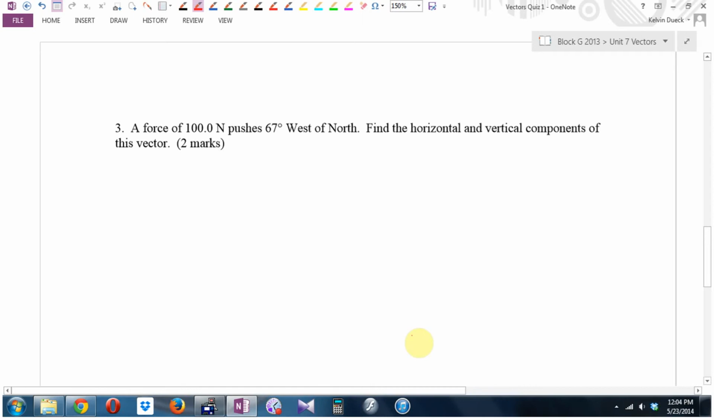A force of 100 newtons pushes 67 degrees west of north. Find the horizontal and vertical components of this vector. Okay. Let's see. I've turned the page, so I have to put a new compass rose on there. Trish, what's the direction that they gave me? Pushes, and then read the phrase after that. 67 degrees west of what? West of what? That's what I'm going to draw first.